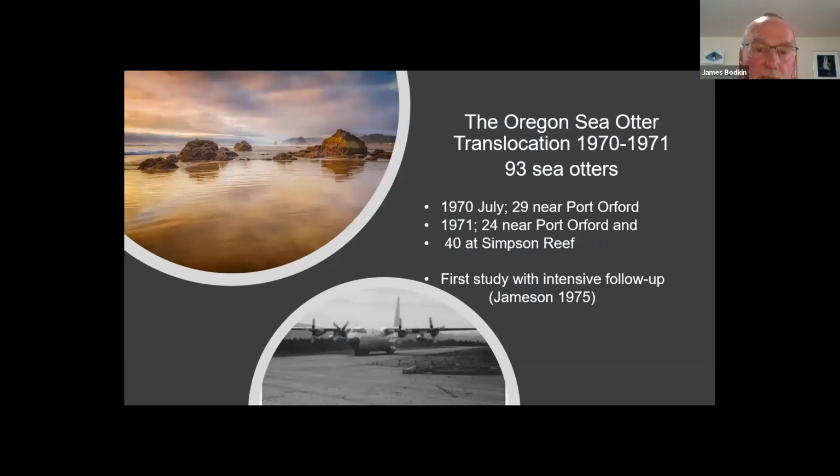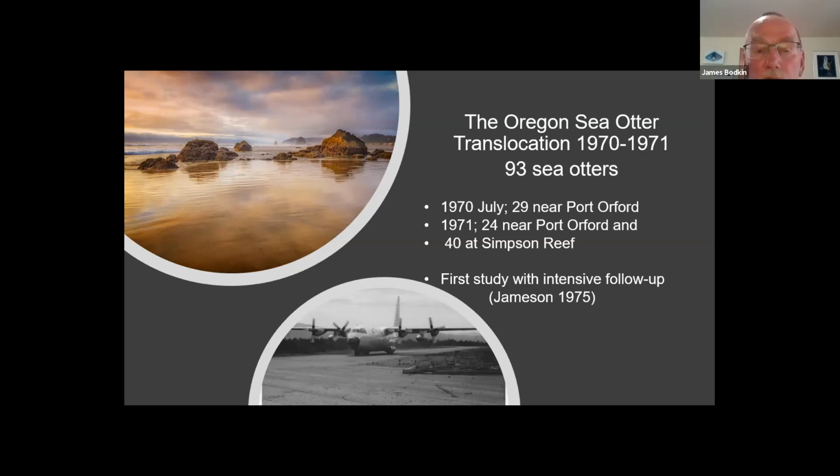Okay, now we're going to get to the Oregon sea otter translocation, 1970 and 1971, when 93 sea otters from Amchitka Island were brought in two years. The first year, in 1970, 29 animals were released near Port Orford. And this photograph below, I think, is a photograph of the plane that actually brought the animals to somewhere near Port Orford. Thanks to Bob for providing that to me. In 1971, an additional 24 animals were released near Port Orford and 40 at Simpson Reef north of Port Orford.